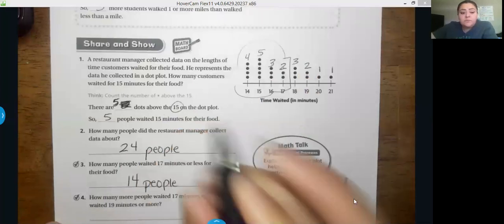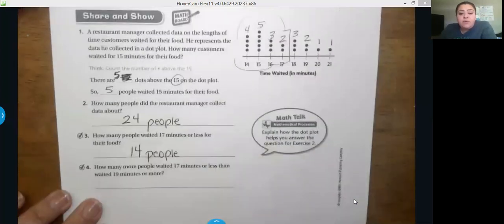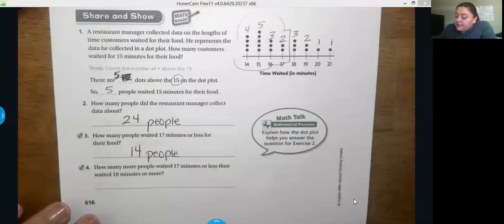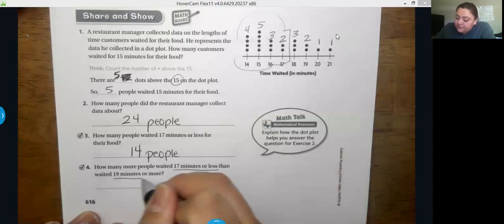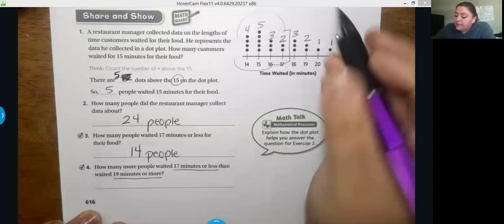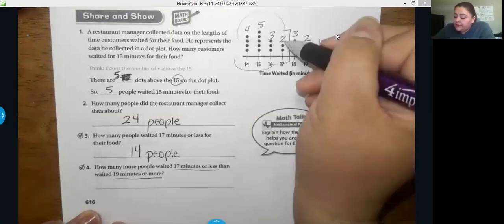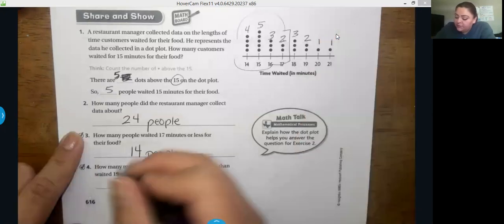Number 4, how many more people waited 17 minutes or less than waited 19 minutes or more? Okay, so that's our second one. Go through here. Sorry, guys. All right, so how many more people waited 17 minutes or less than 19 minutes or more? So 17 or less, we already said that 17 or less was 14 people.